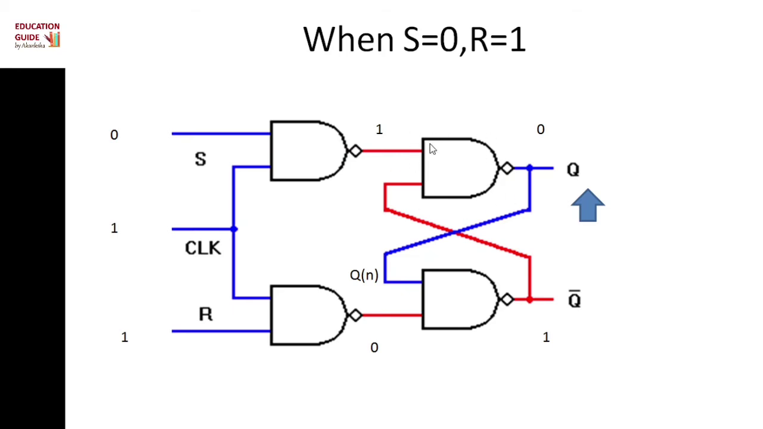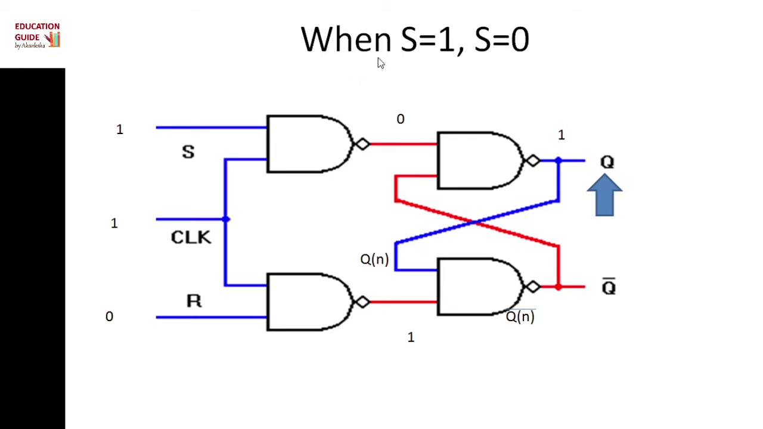Here in the above NAND gate the inputs are 1 and 1, then we can get output Qn equal to 0. So S is equal to 0 and R is equal to 1, then we can get the output as 0, which is the reset input.